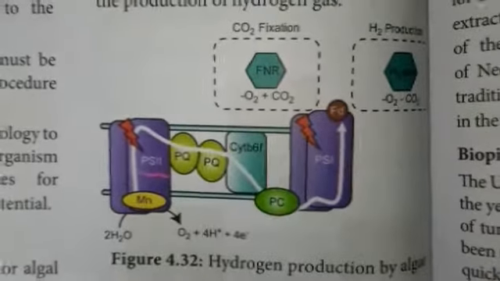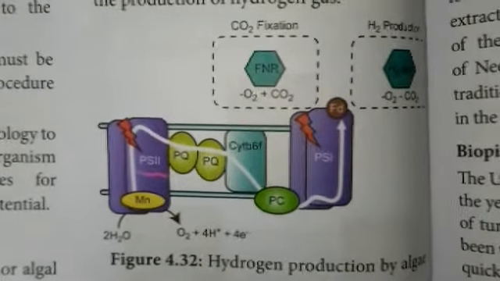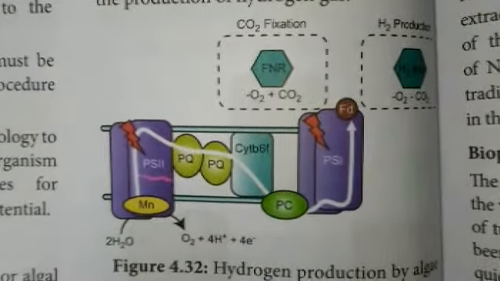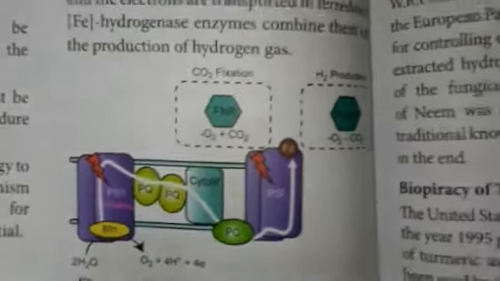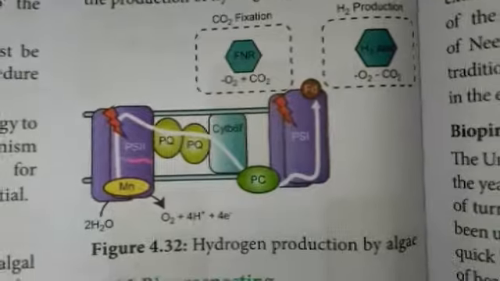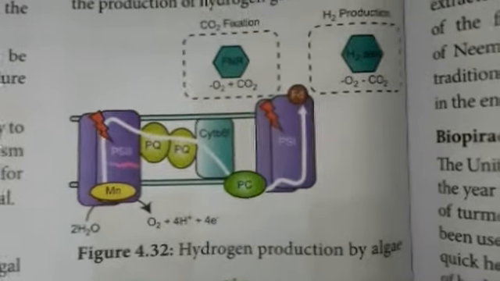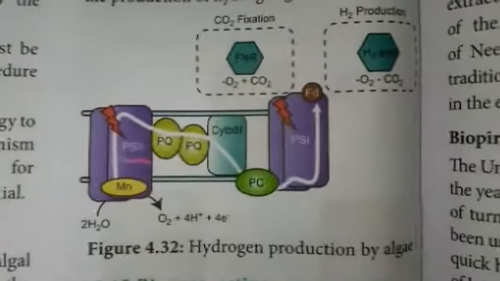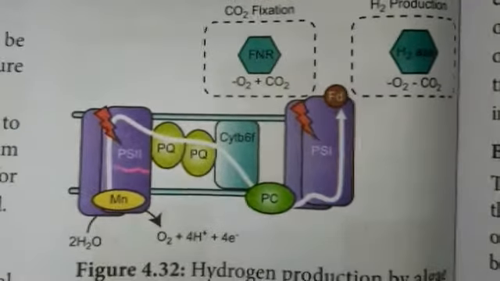So plastoquinone, cytochrome b6, plastocyanin. During this, in PS1, the electrons are transported to ferredoxin. The hydrogenase enzyme combines them to form hydrogen.